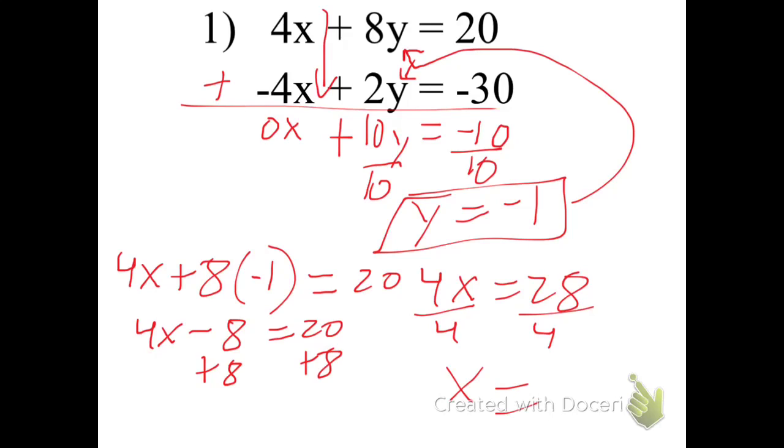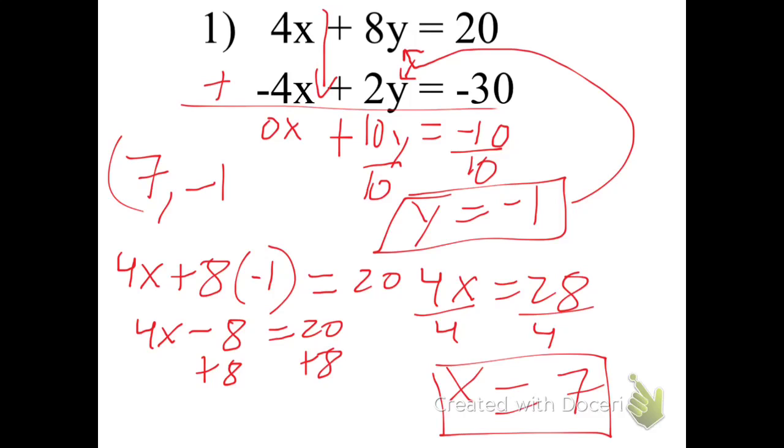And ta-da! You now have x. 28 divided by 4 is 7. So we got x equals 7. Altogether, you have the point (7, negative 1). And ta-da! You are done.